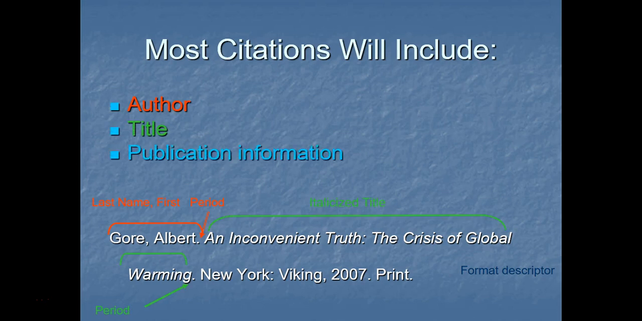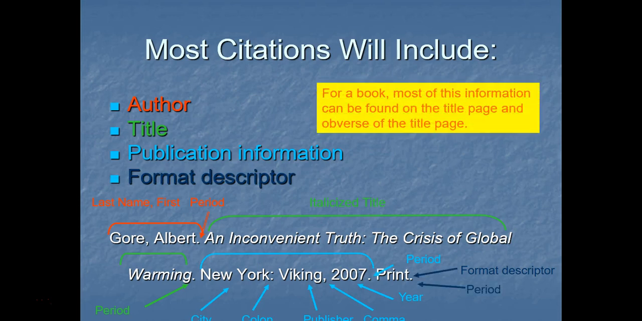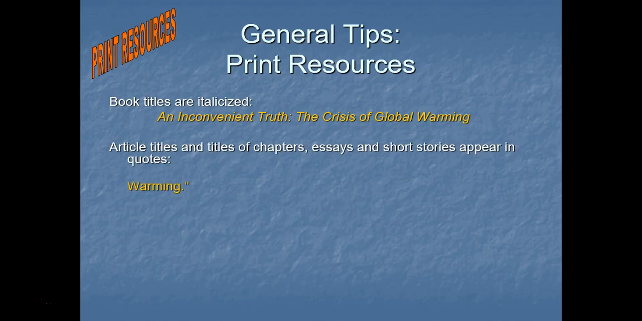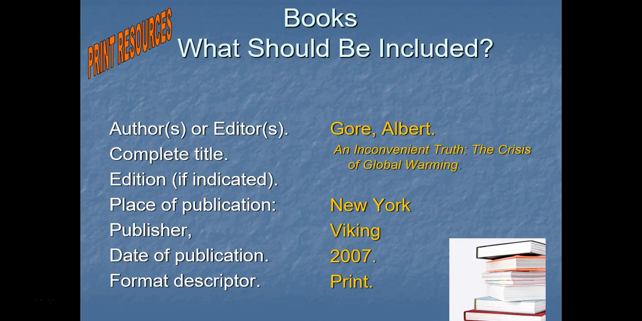Most of them will include the author, the title, the publication, and the format descriptor. Okay, usually this stuff can be found on the title page. Book titles are usually italicized. All of this stuff, there's a lot of information here. There's always cheat sheets to know all of this info, but I'm just kind of going over it with you right now.